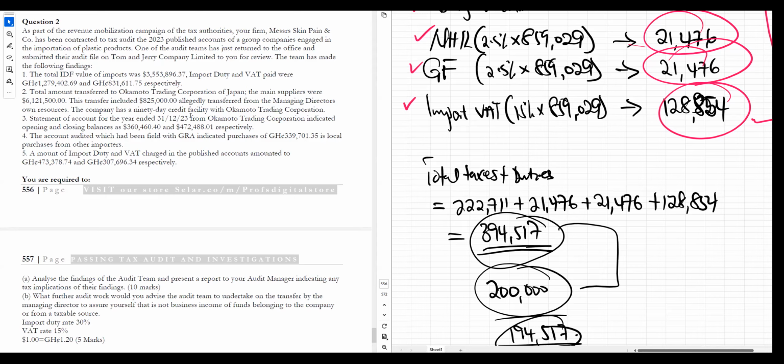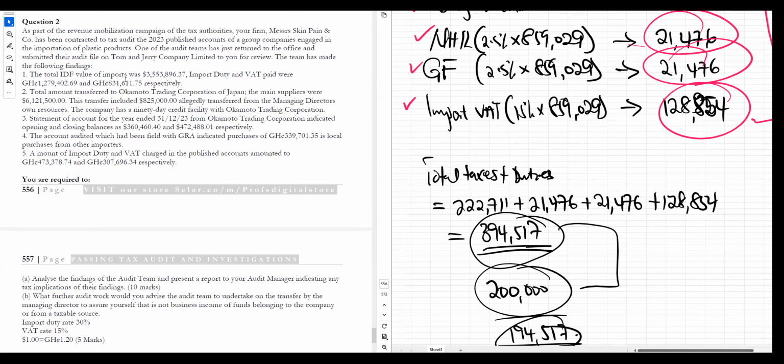Now look at this question and tell me how different it is from the last one, 10 minutes back. As part of the revenue mobilization campaign of the tax authorities, your firm has been contracted to tax audit the 2023 published accounts of the group companies engaged in the importation of plastic products. One of the audit teams has just returned to the office and submitted their audit file on Tom and Jerry Company Limited to you for review. The team has made the following findings.